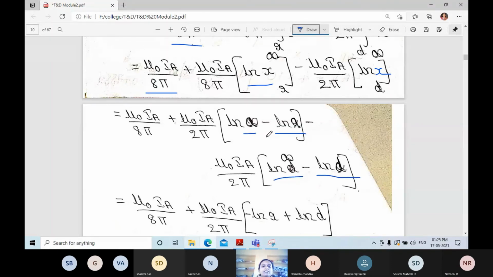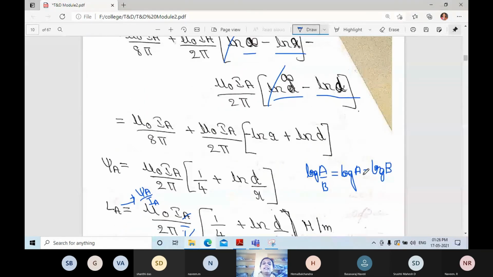Okay, this can be written as, if you observe, log a minus log b. What you will get is ln infinity divided by r. But here, this ln infinity and this ln infinity get cancelled. So you are left with minus ln r plus ln d. That can be written as ln d minus ln r, since log a minus log b can be written as log a by b. So we can write it here as d by r.